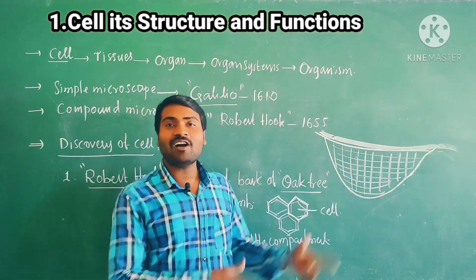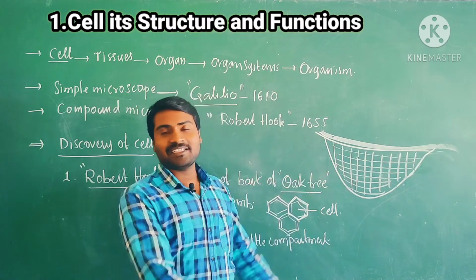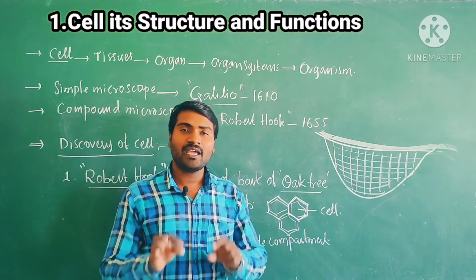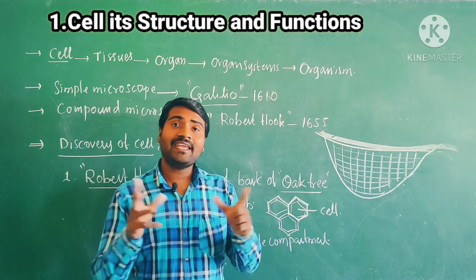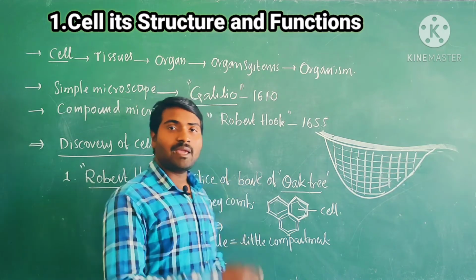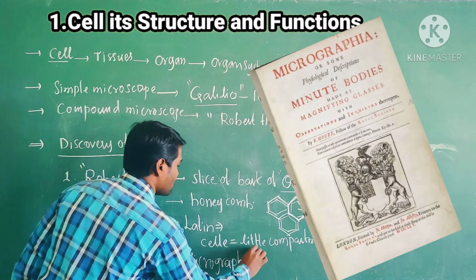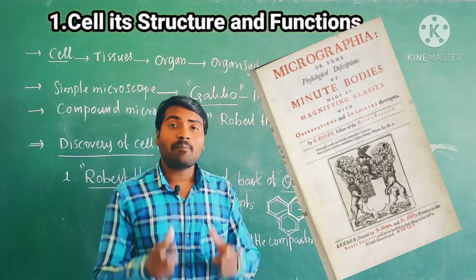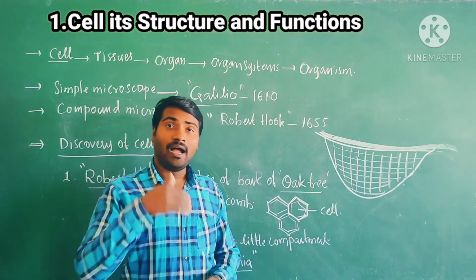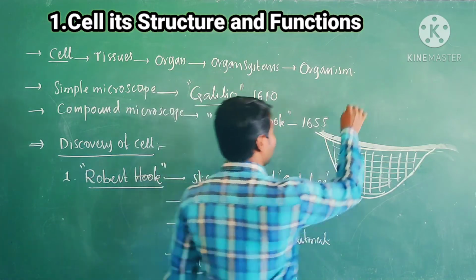A cell is nothing but a little compartment, whether it is present in the living body, whether it is present in the jail, or whether it is present in the battery, that doesn't matter. It is a little compartment only. What he discovered, everything is published in the form of a famous book. The book is named Micrographia, written by Robert Hooke. And for this discovery, Robert Hooke is regarded as the father of cytology.